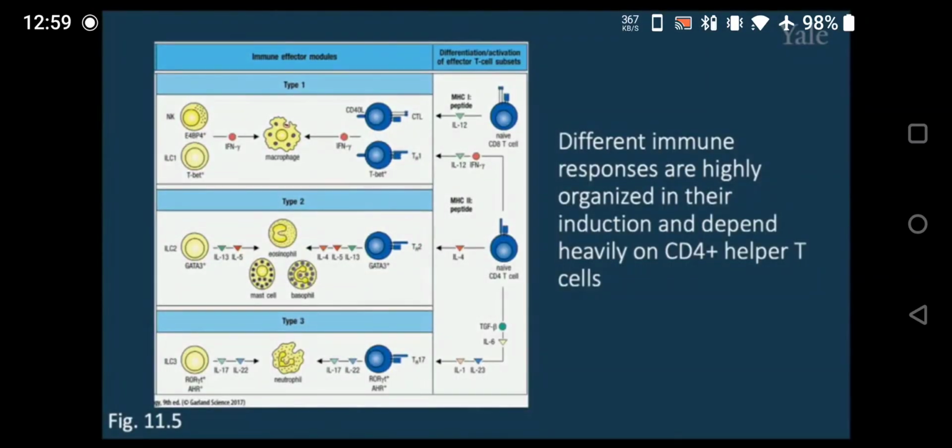You can see here that in a type 1 response, interferon gamma is important for activating macrophages that will kill the bacteria. In a type 2 response, GATA3 expressing Th2 cells will release their canonical cytokines IL-4, 5, and 13 to activate specific myeloid cells like eosinophils, mast cells, and basophils. And in a type 3 response, ROR gamma T and its secretion of IL-17 and IL-22 will recruit neutrophils, which are highly important for mediating the type 3 response.